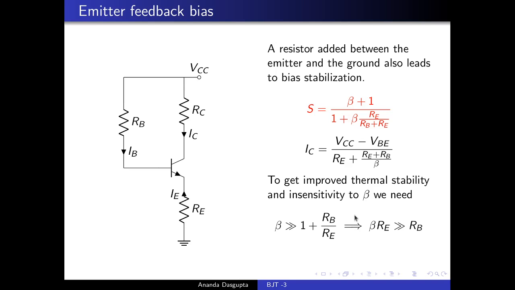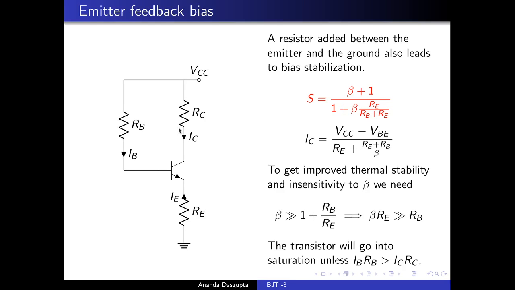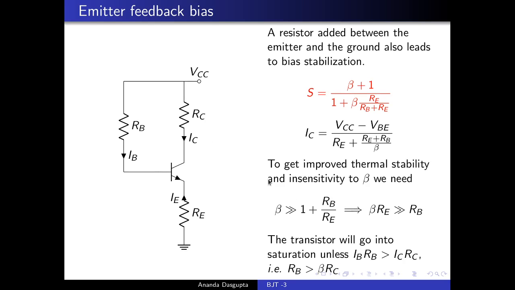So now let's worry about one more issue. What about saturation? Remember, the collector to base junction, base bias, ensured that the transistor would never go into saturation. But now you have to worry. Notice that both RB and RC are connected to the same VCC here, which means in order that the base go below the collector in voltage, the drop across RB has to be bigger than the drop across RC. So unless IB RB is bigger than IC RC, the transistor will go into saturation. But of course, since IC is beta times IB, this means RB has to be bigger than beta times RC.